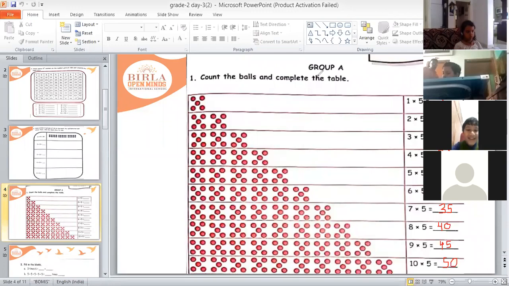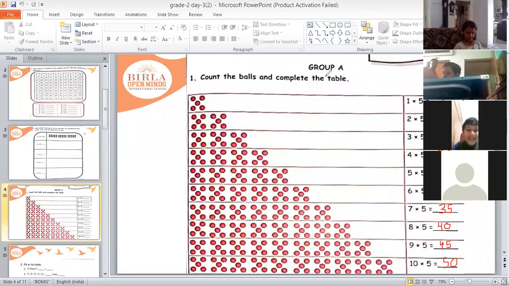Okay, children. So this is the 5 table, right? Now you all will repeat after me. Most of you know the 5 table, right? So repeat after me. Yes, Supratik. Ma'am, what is the page number, ma'am? Page number 1. Okay, so children, repeat after me.